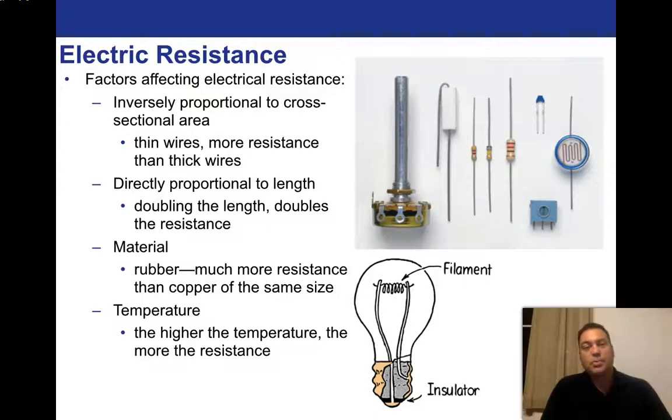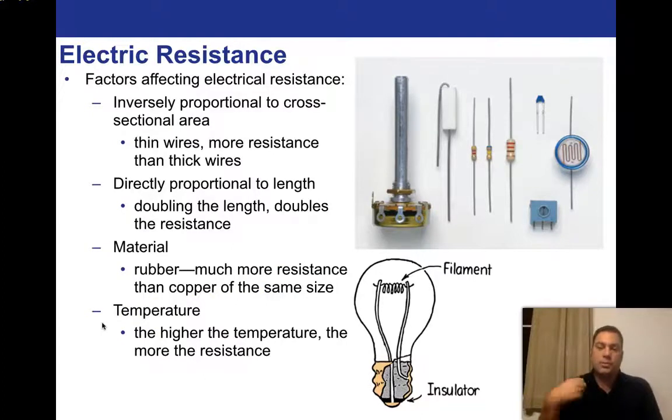It's directly proportional to length, right? The longer it is, the more resistance you're going to experience. In this case, doubling the length doubles the resistance, provided that the entire system is consistent. The material is also important. Rubber is much more resistant than copper of the same size, and it turns out there's also a temperature aspect to it. The higher the temperature, the more the resistance.